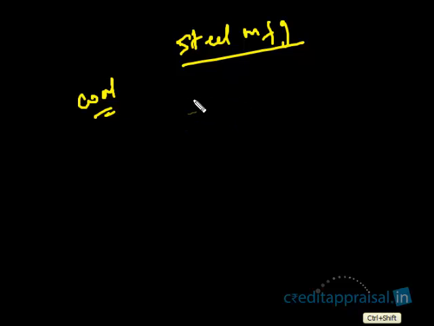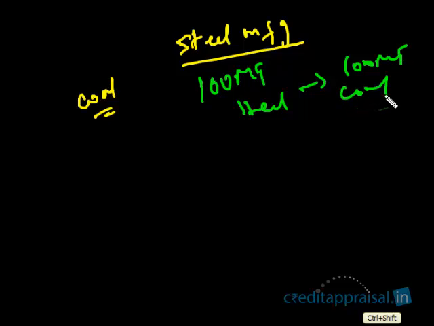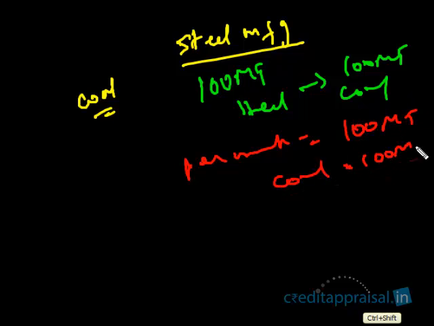So for simplicity, let us assume that to manufacture 100 tons of steel requires 100 tons of coal. This conversion is not correct, but let us take it for simplicity. To manufacture 100 tons of steel, we require 100 tons of coal. So every month I'm going to manufacture 100 tons of steel, and every month my coal requirement is 100 tons.